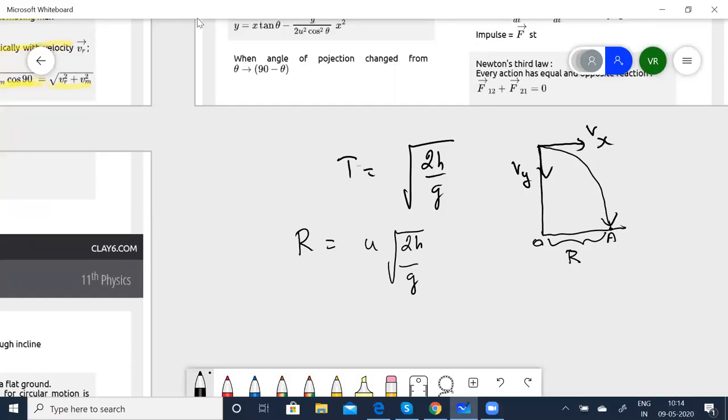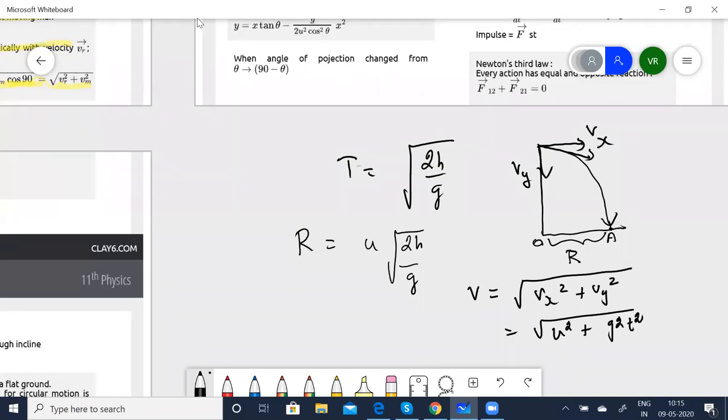So what will be the resultant velocity? This is going to be the resultant velocity. That is given by V is equal to root over Vx squared plus Vy squared. Or in other words, when I take Vx as the initial velocity u, that is u squared, then Vy is gt, so it is g squared t squared. So the resultant velocity V is given by root over u squared plus g squared t squared.